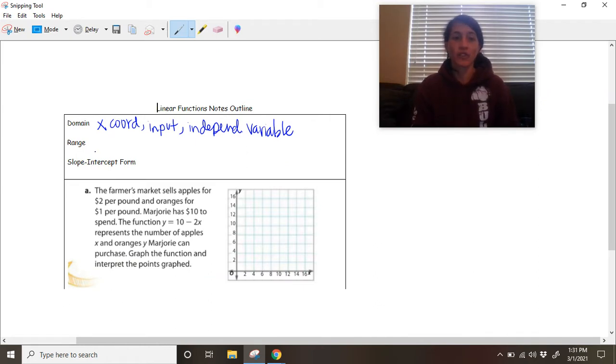The range, as a review, the range are the y coordinates. It's the output, and it's the dependent variable. The y depends on the x.